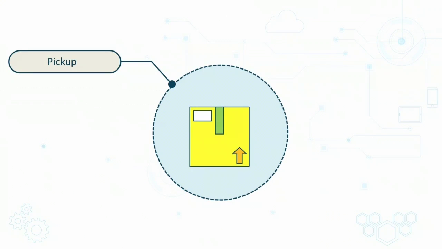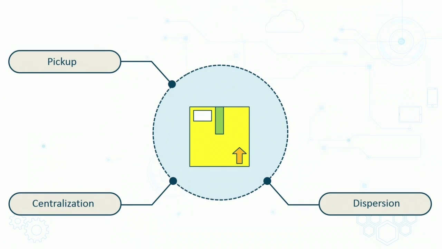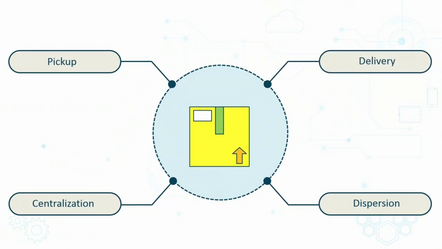The next functional area is centralization. Parcels are sorted at the local warehouses and sent by truck and airplane to central distribution points all over the world. Dispersion is the third functional area. Packages are again sorted at the central distribution points and distributed to local distribution points. The final functional area is delivery. From local distribution centers, parcels are trucked to their final destinations.